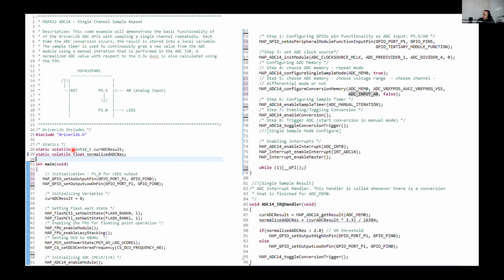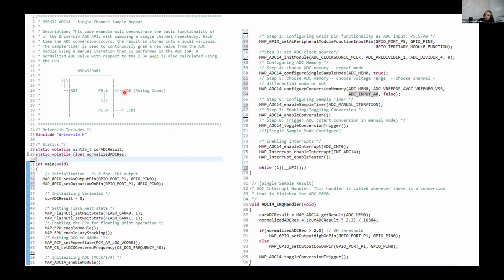Let's go to the main and we go back to these two variables. So basically, first I'm configuring LED one as a GPIO. You know this, of course. I will go back to this later. Here are also these four lines.